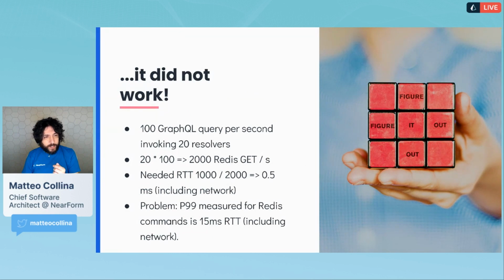But the math does not add up. If you have 100 GraphQL queries per second, and each of them invokes 20 resolvers, we will need to do more or less 2,000 Redis gets per second. However, we need to have a 0.5 millisecond round trip to the database, including network. So that does not add up. It doesn't seem a good solution, right? How can we fix this? Because it's not working as we thought it would.